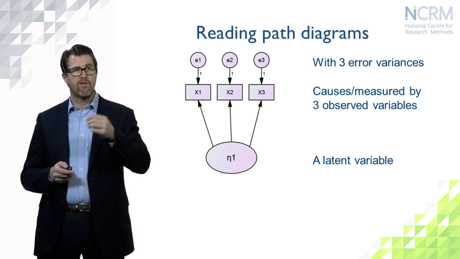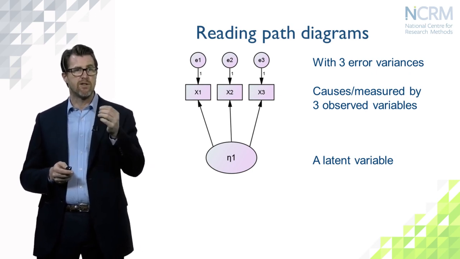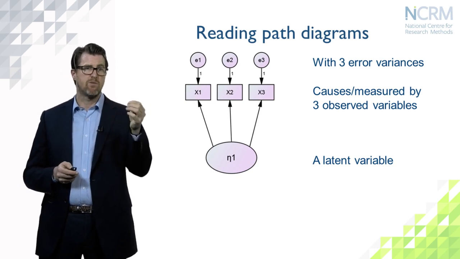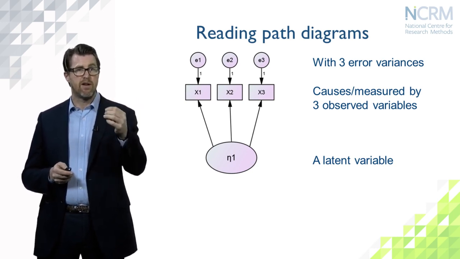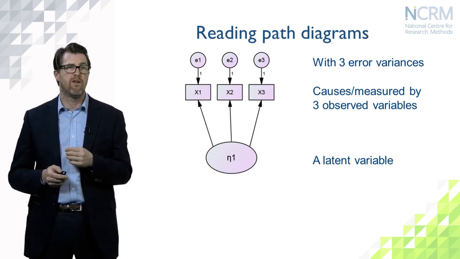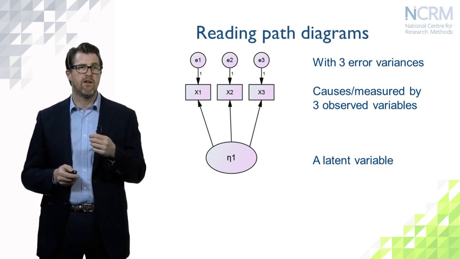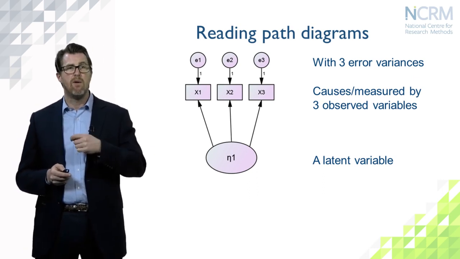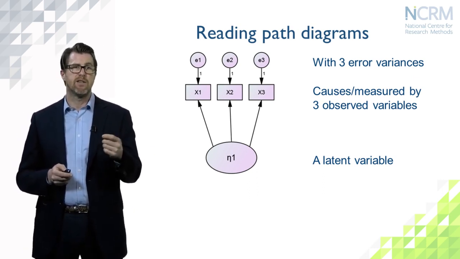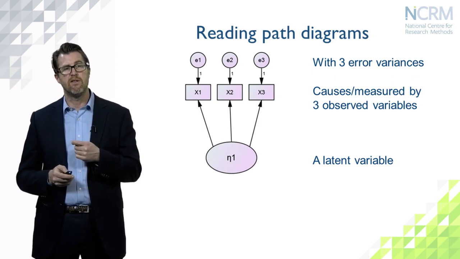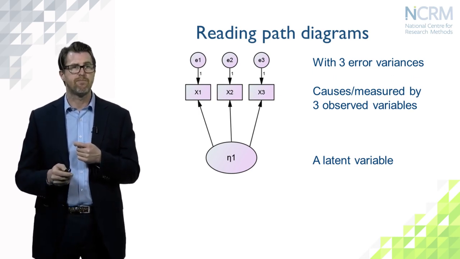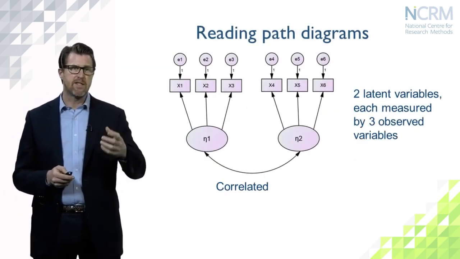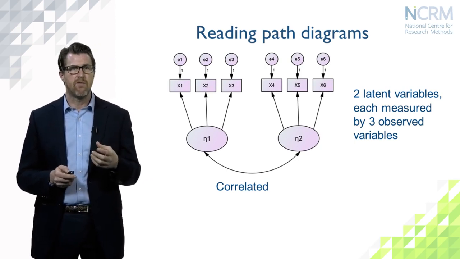Those are the errors for each of those equations: eta 1 is predicting x1 with some error, it's predicting x2 with some error, and so on. So that's a simple path diagram for a factor model. That could be written as an equation, but in this instance we are using a path diagram. We can extend this to make a slightly more complicated path diagram.